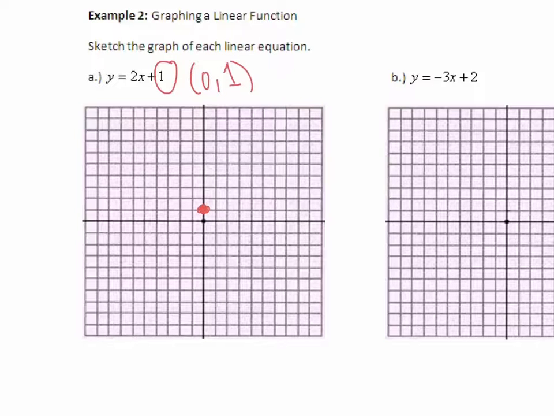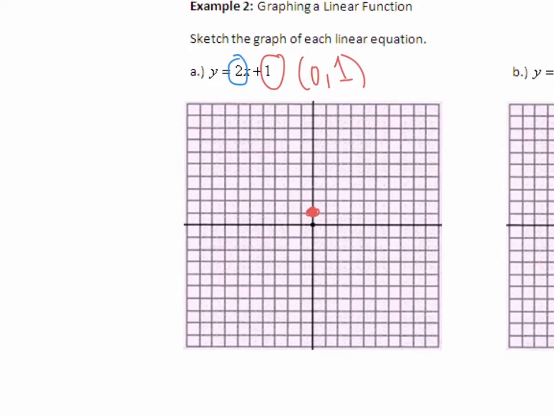Then they give me a little bit of information about my slope. So my slope in this problem is 2, which is like 2 over 1. So if I'm thinking about this as a rise over run, see how the rise is positive 2? That means I'm going up 2 units. And my run is also positive, so this means I'm going to the right 1 unit to get to all of the other points on the line.